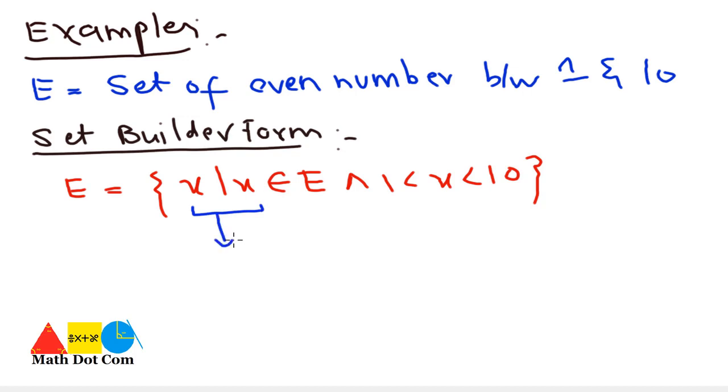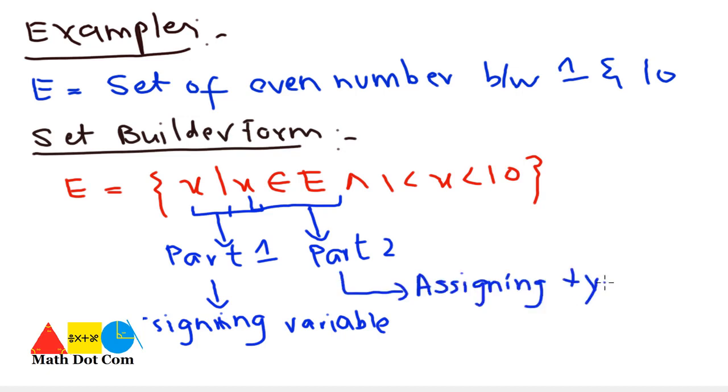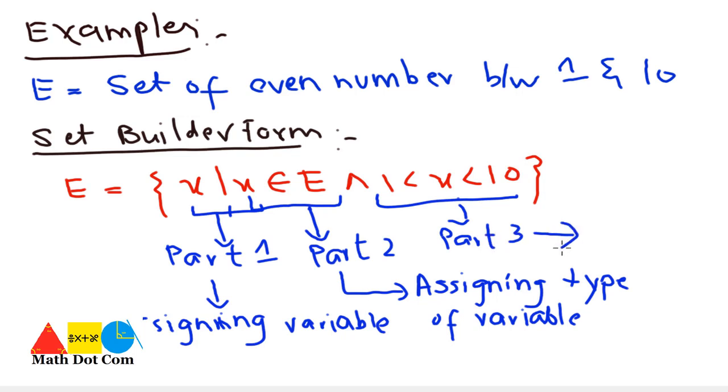So this is part 1, assigning the variable. After this is part 2, assigning the type of the variable, or the set to which this variable will belong. And then part 3, where you are applying the condition.